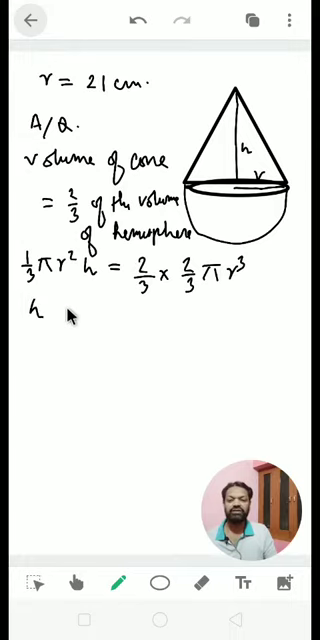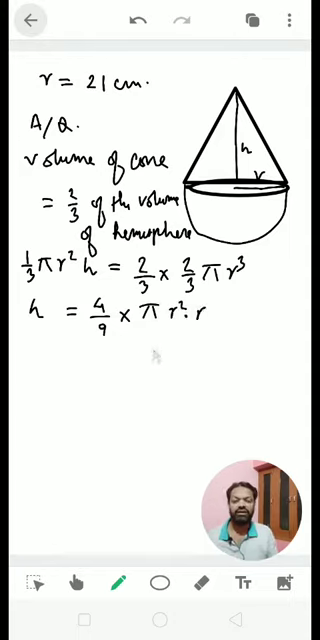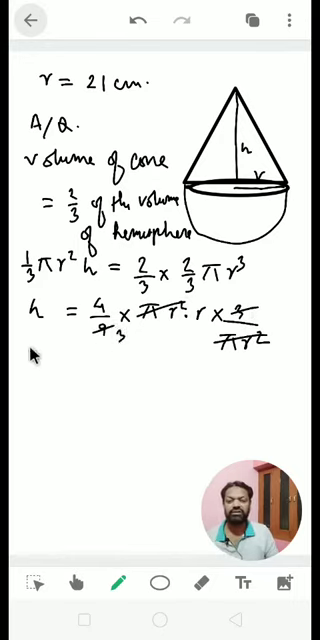If we simplify this equation, what we are getting is 4 by 9 multiplied by pi r square into r. We will split r cube into r square and r, and by transposing 1 by 3 pi r square, we are getting 3 by pi r square. Now it is easy to cancel out some part of the equation. So we are getting h is equal to 4 by 3, right, into r.